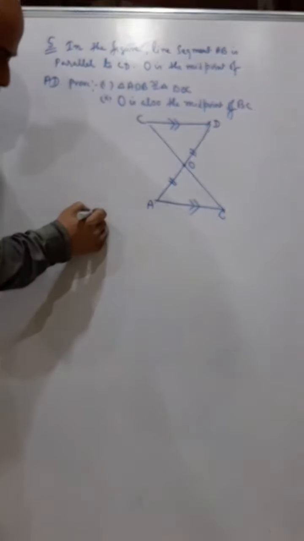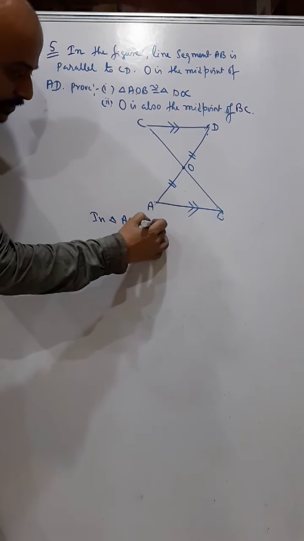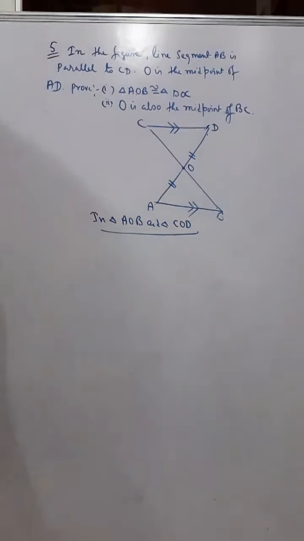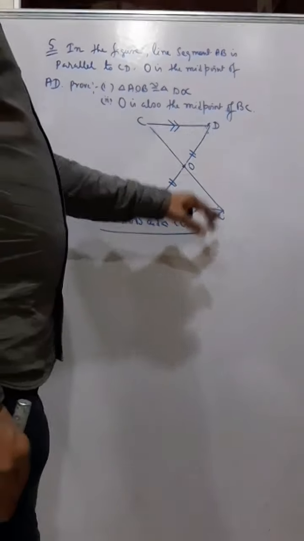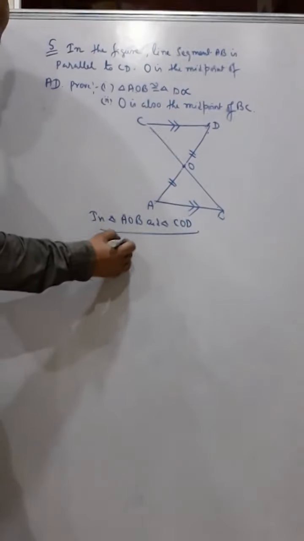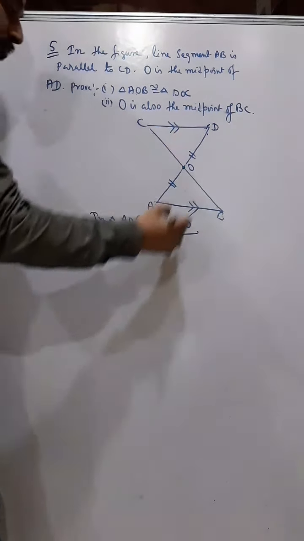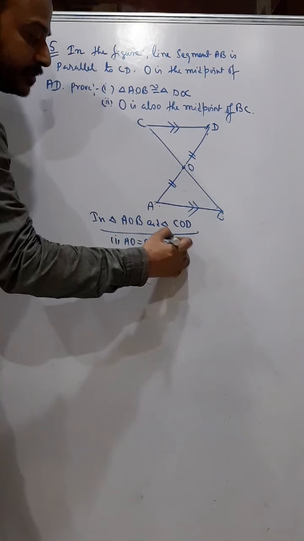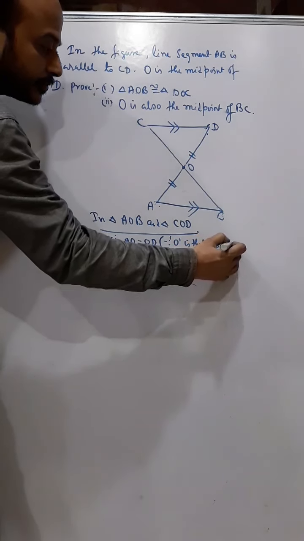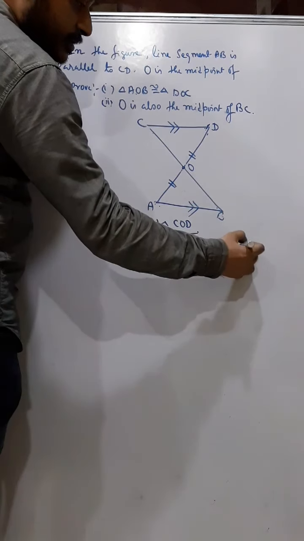So let's start. We can write in triangle AOB and triangle COD, the first thing naturally we can say that AO is equal to OD. So AO equals OD. What is the reason? Since O is the midpoint of AD.